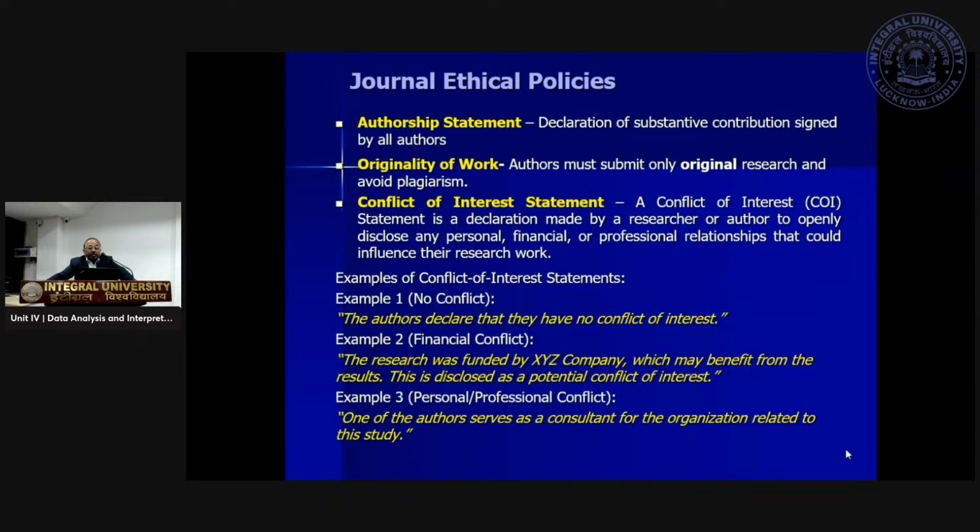Originality of work: authors must submit only original research and avoid plagiarism. Our plagiarism should be zero. It should not be 4, 8, or 5. So if you are writing for good index research papers like Scopus, Web of Science or ABDC, etc., they do not accept any kind of plagiarism.